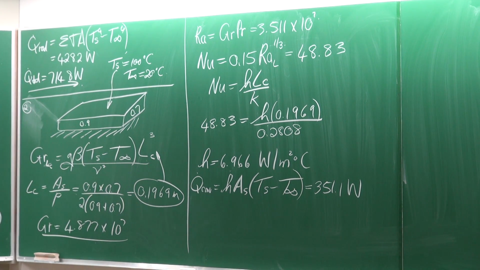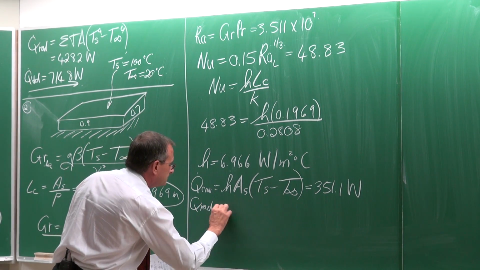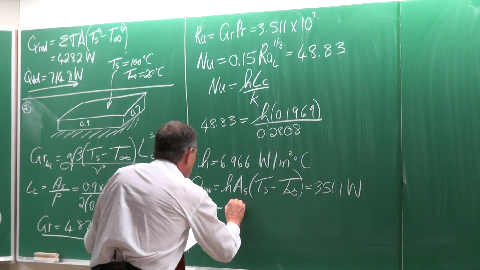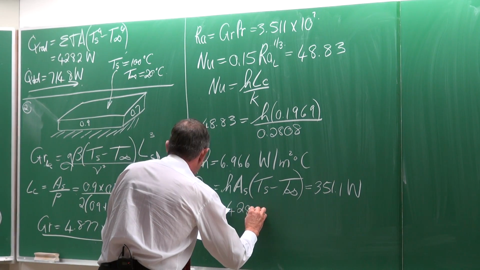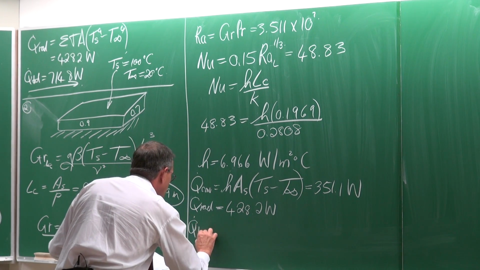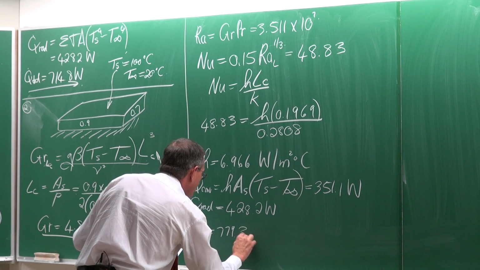Okay. The radiation heat transfer, cannot forget about it. That's not going to change because it's not being influenced by the heat transfer coefficient. It is only being influenced by the temperature difference if it's the same plate. Okay, so the radiation heat transfer is going to be the same, 428.2 watts, and therefore the total heat transfer rate is equal to 779.3 watts.